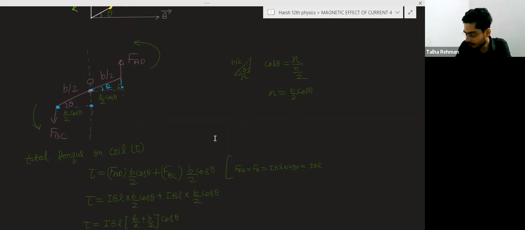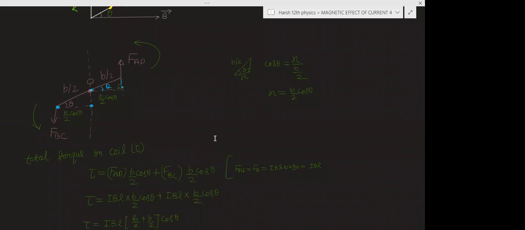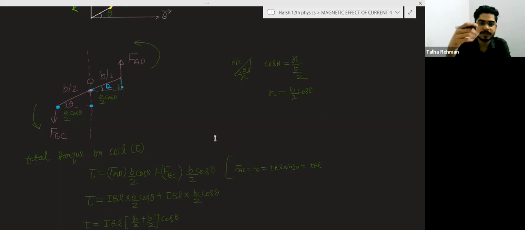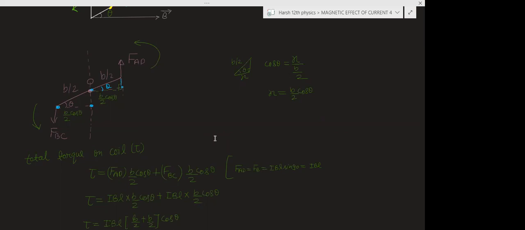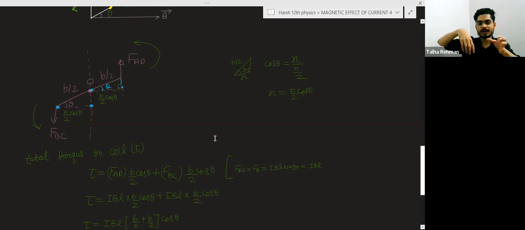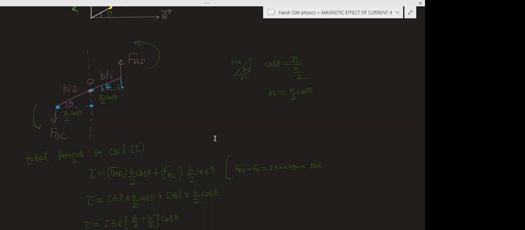So we will have a topic, moving coil galvanometer, MCG, and a soft iron core between two permanent magnets. In that moving coil galvanometer, the same concept will be used. You have two magnets, and in between the two magnets you have a coil on the soft iron core.